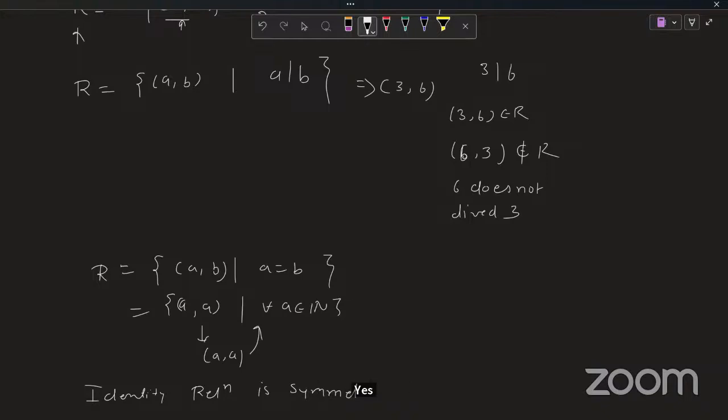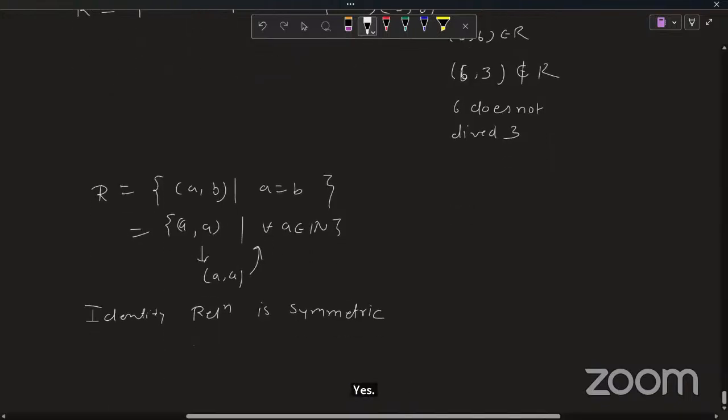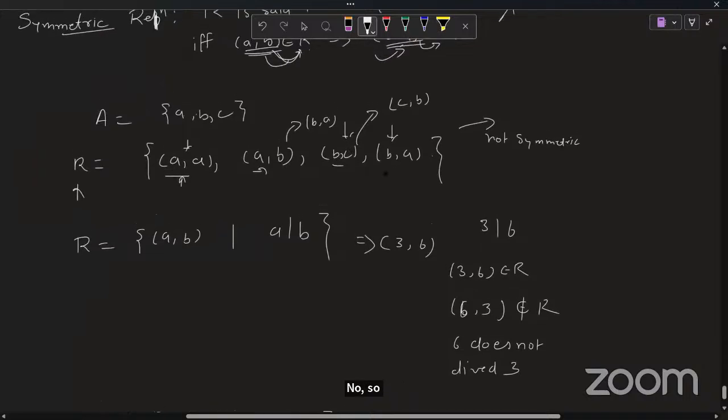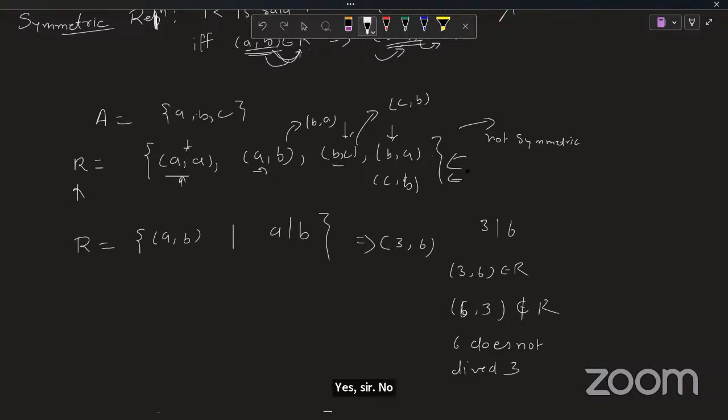What about the converse? The converse is not true. Why? If I include CB in this example, this will become a symmetric relation. But is this an identity relation? No, not even identity.